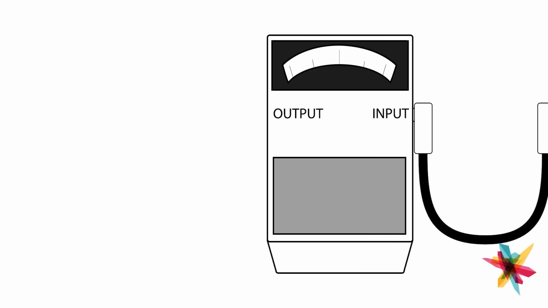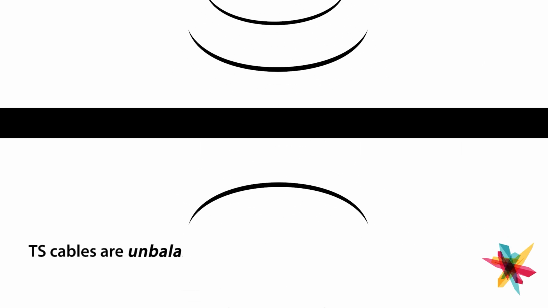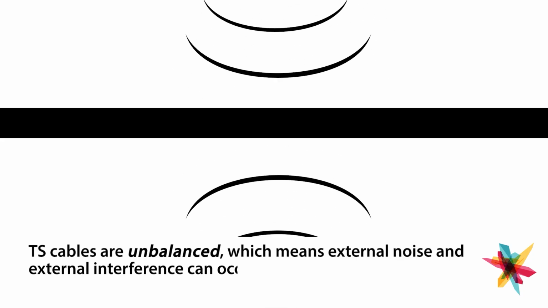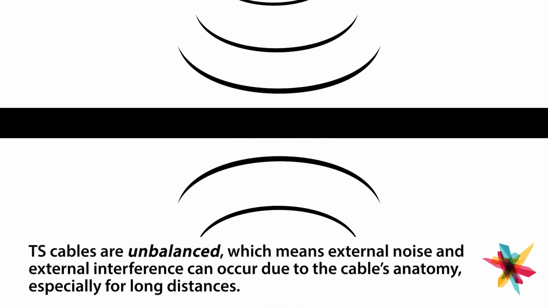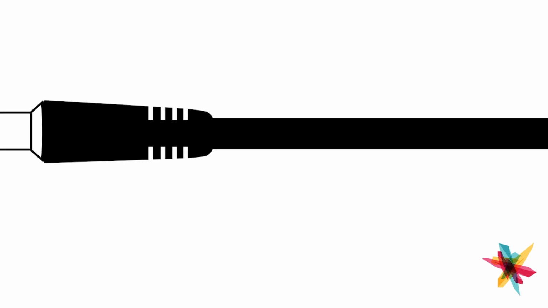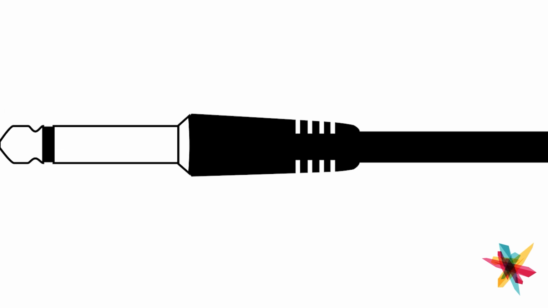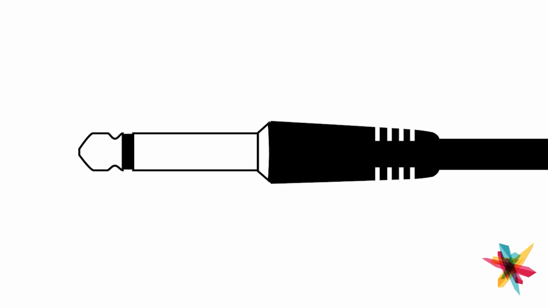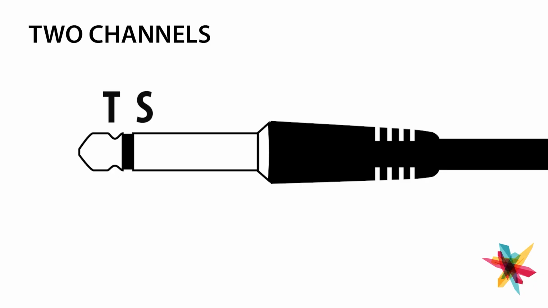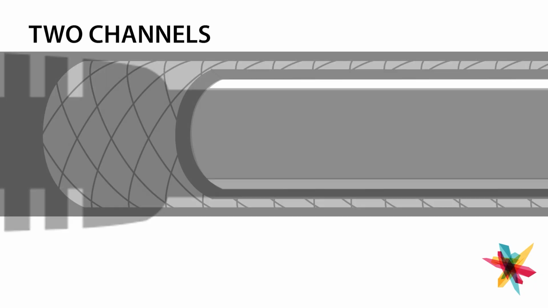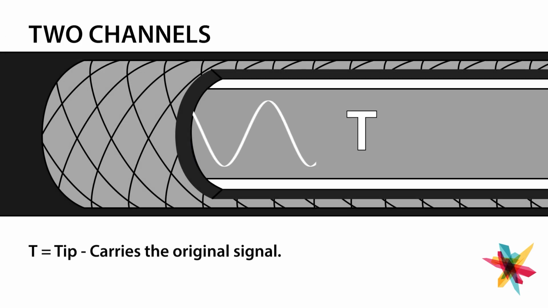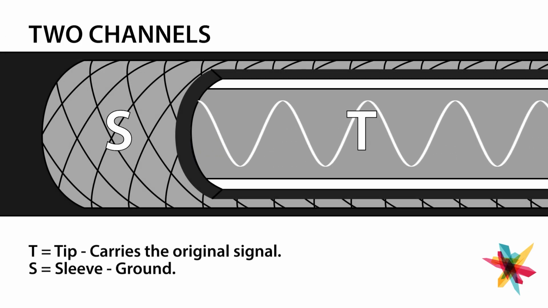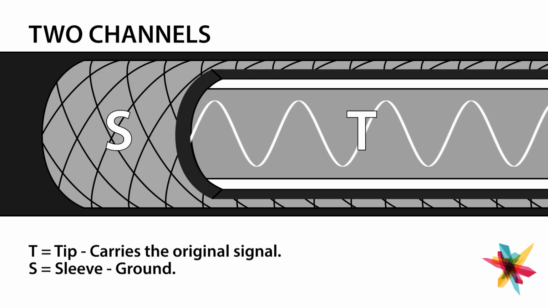TS connectors are unbalanced, which means that they're not equipped for noise reduction, especially when you're running cables in long distances. TS cables have 2 wires running inside of them, and you can clearly discern this by looking at the connector at the end. TS stands for tip and sleeve. The T channel carries the original signal, and the S channel is the ground of the circuit.